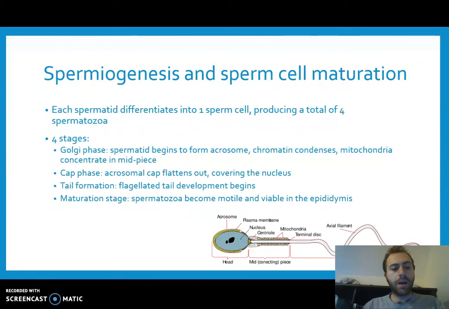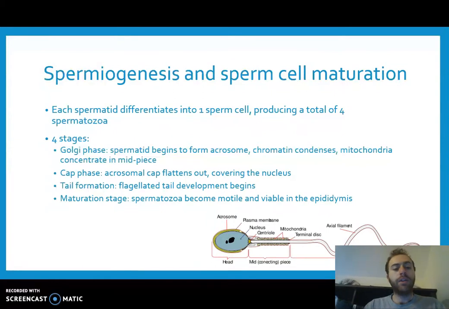So the last step of spermatogenesis involves the differentiation of spermatids into mature sperm cells in a process called spermiogenesis that I will discuss here. This process produces one sperm cell per spermatid, yielding a total of 4 spermatozoa. Spermiogenesis can be divided into 4 stages: the Golgi phase, the cap phase, tail formation, and the maturation stage. In the Golgi phase, the spermatid starts to form a head that will become the acrosome.